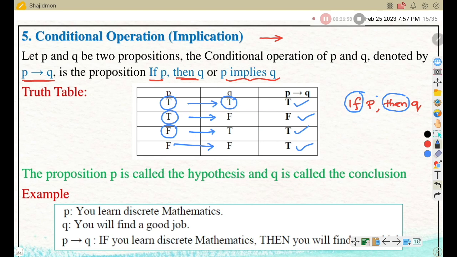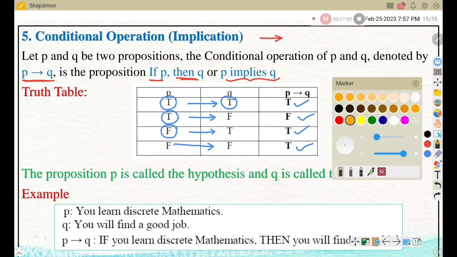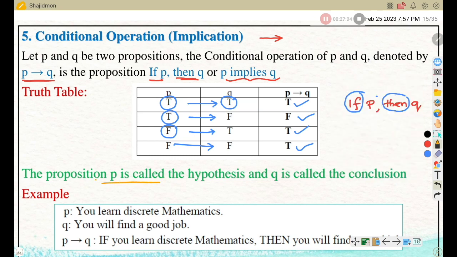Now in this conditional statement, one important point you need to note is that the proposition P is called the hypothesis, that means the first column.